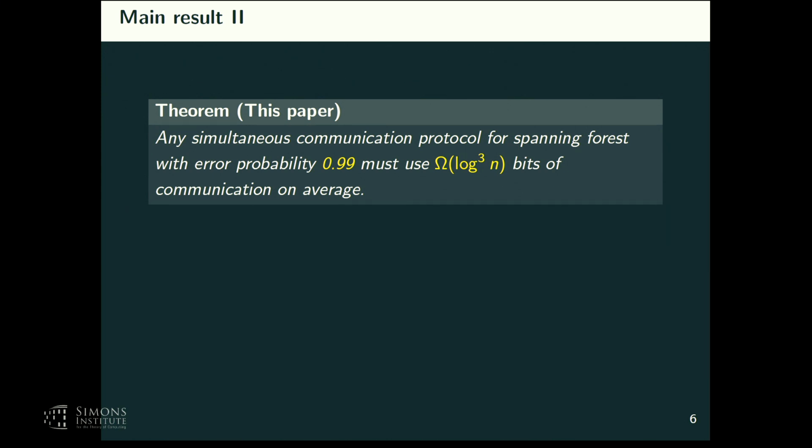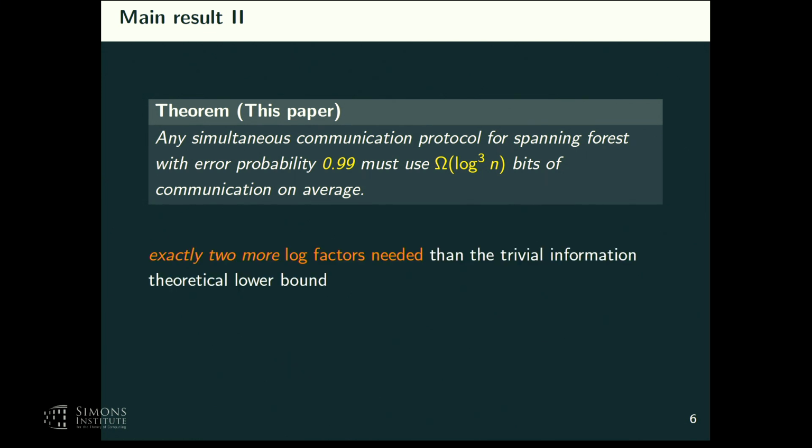We show that any simultaneous communication protocol for spanning forest computation with error probability 0.99 must use log n cubed bits of communication on average. So an average player in expectation has to send this many bits if the error probability is a constant bounded away from 1. So we show that exactly 2 more log factors are needed than the trivial information theoretical lower bound.